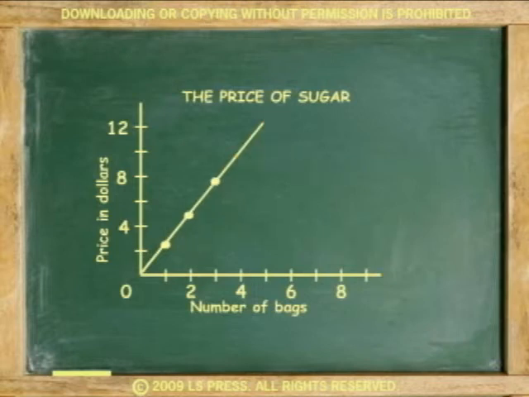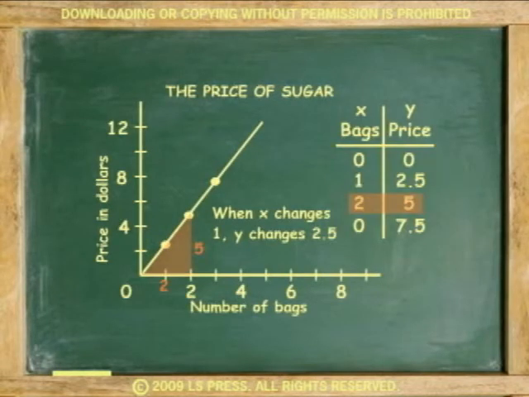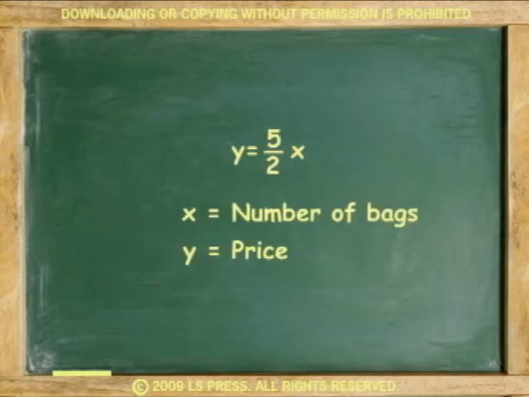Because it helps us in predicting how much any number of bags would cost, this graph is a linear model. Using what we already know, the slope of the line is m equals 5/2, and the y-intercept is 0. The equation of the line is y equals 5/2x. We can now compute the price of any number of bags by the use of the linear model represented by the equation. x represents the number of bags and y the price.